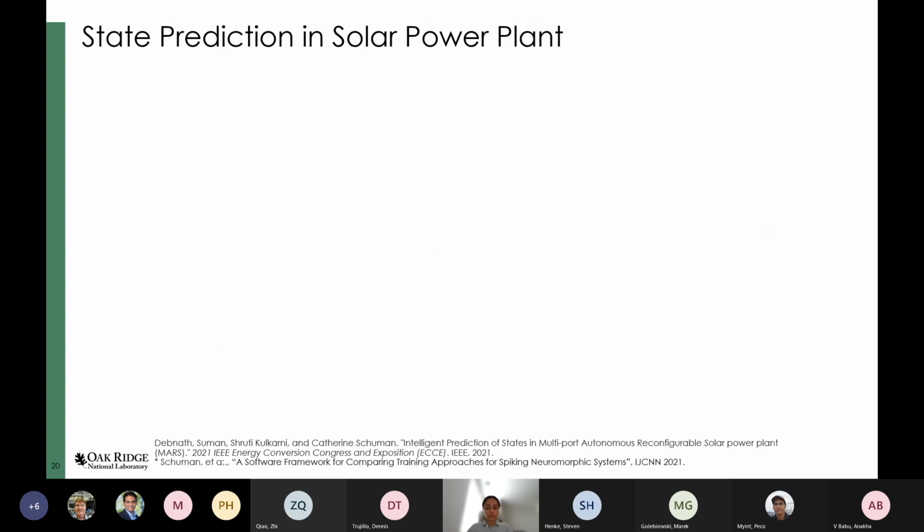Coming to some of the applications that we have looked at with the evolutionary algorithms, this was mostly from an exploratory or feasibility study point of view. One of the applications was to look at whether we can do state prediction in a solar power plant. This was done in collaboration with a few folks at the energy science department at our lab.